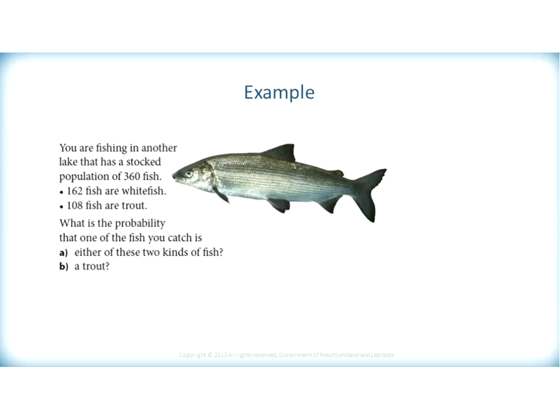Here's an example. You're fishing in a lake that has a stocked fish population of 360 fish. We know that 162 of the fish are whitefish, and 108 of the fish are trout. We want to determine what is the probability that one of the fish you catch is A, either of these 2 kinds of fish, or B, a trout. So we're going to tackle each of these individually.